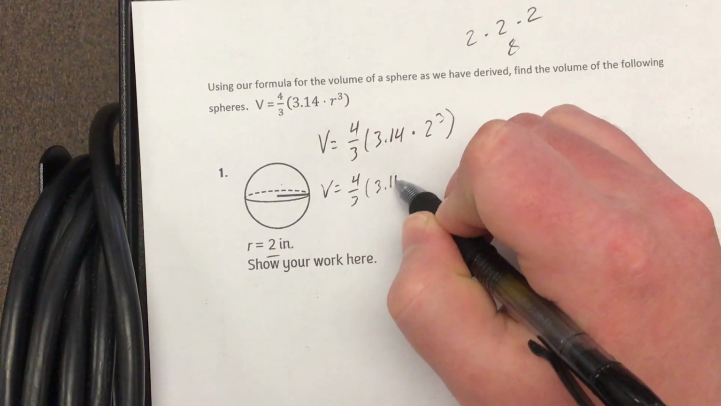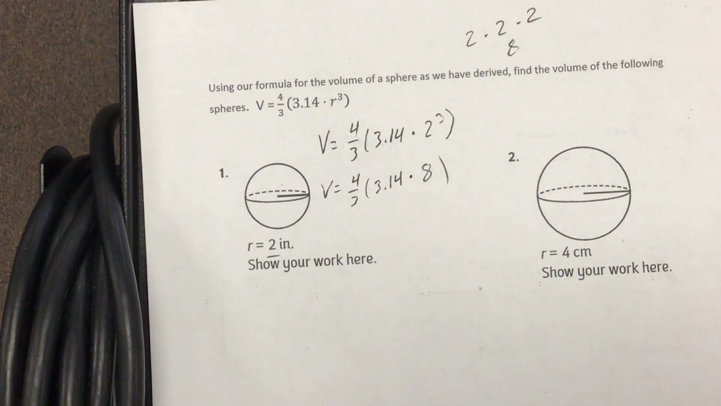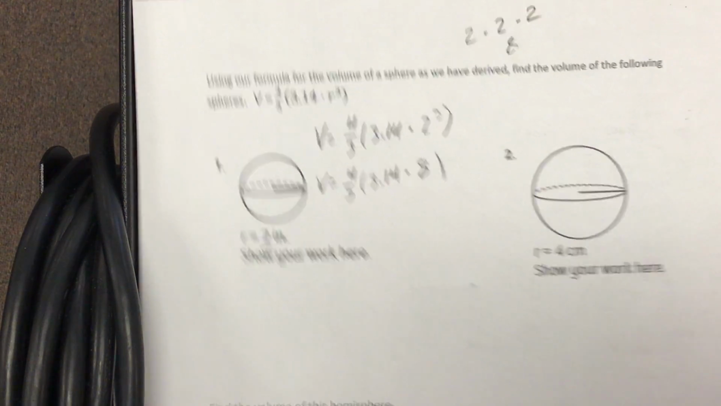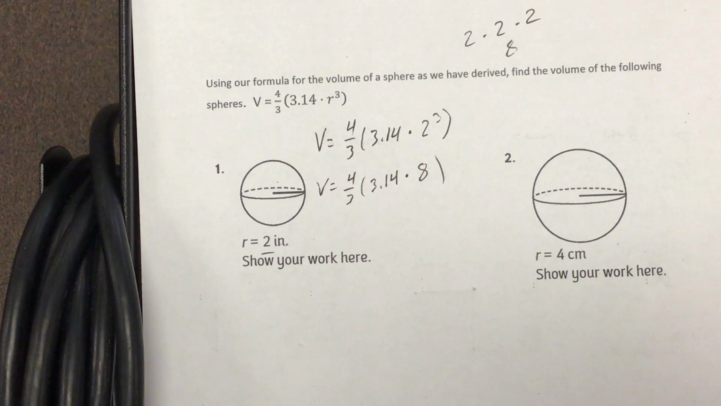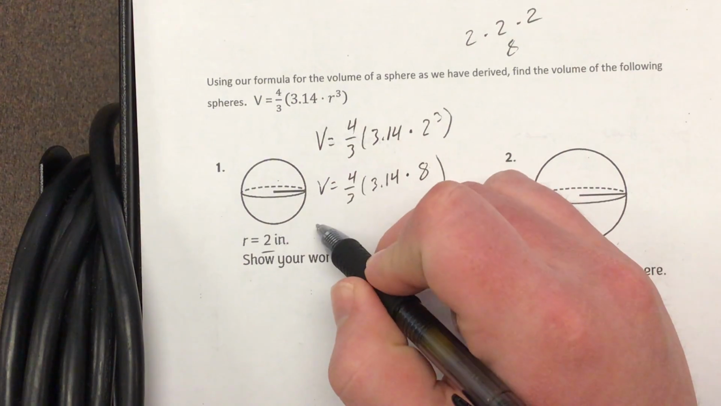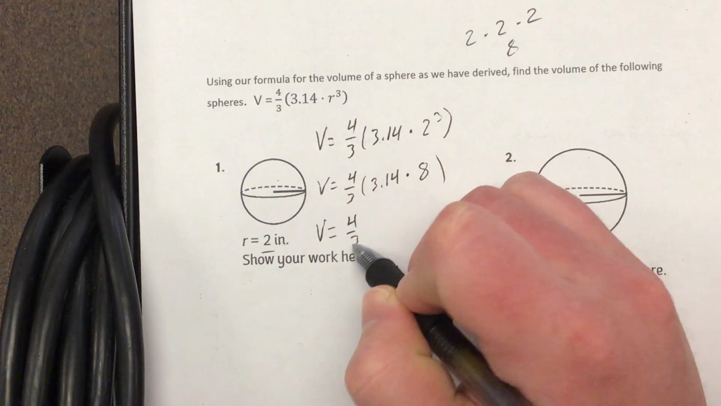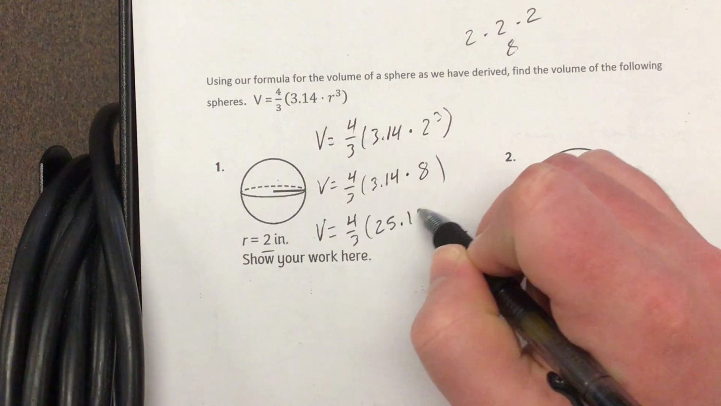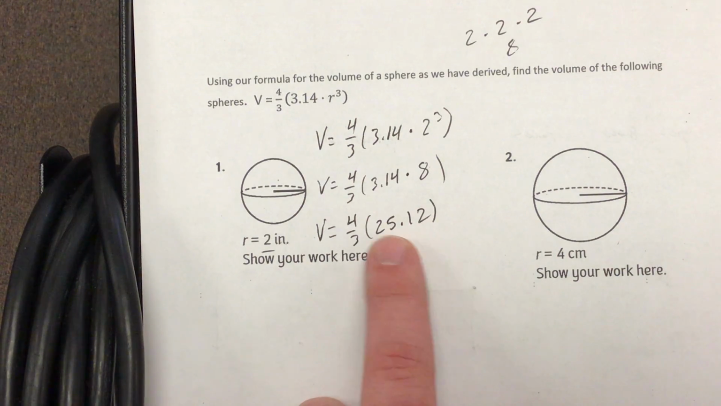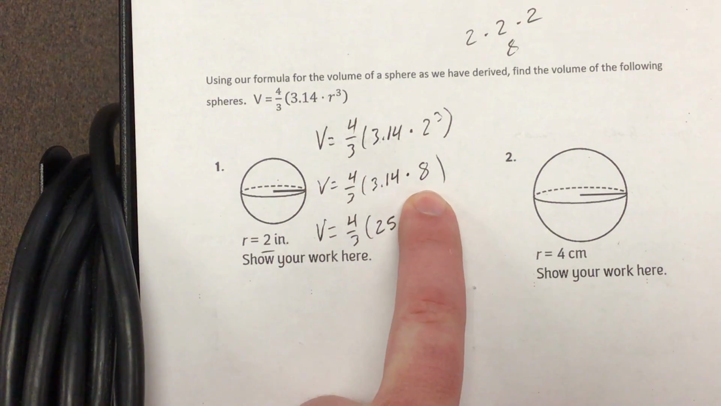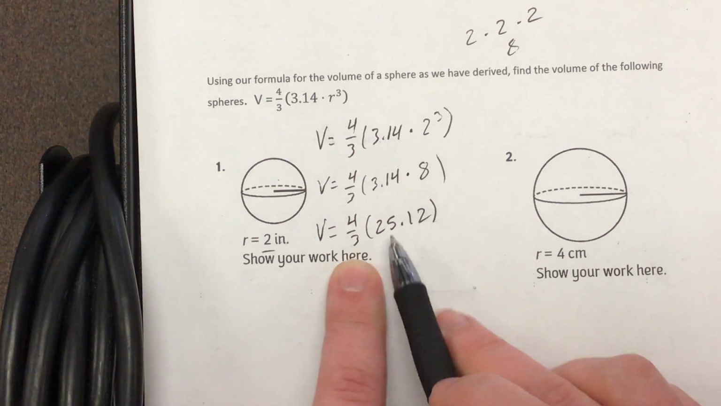All right, so now we have 3.14 times 8. You guys tell me what that is? What's 3.14 times 8? It's going to be 25.12. You guys can use your calculators here. So maybe you just punched something in wrong. 3.14 times 8. Okay, 25.12.